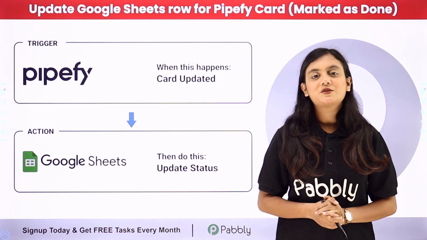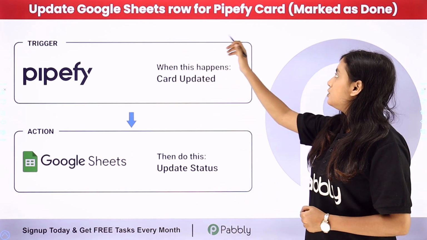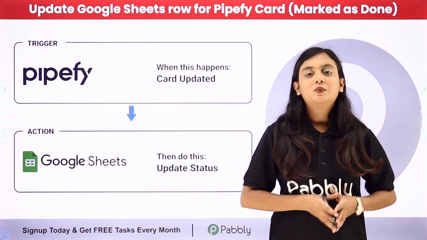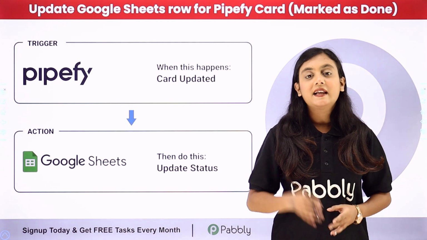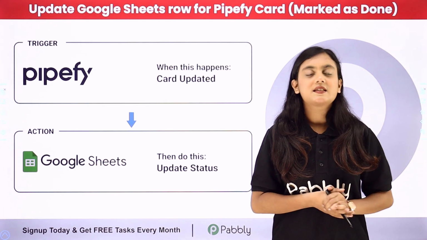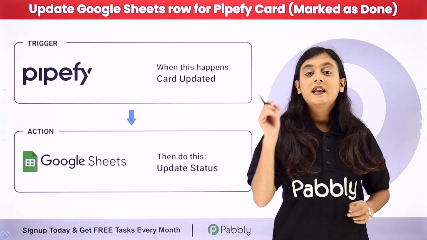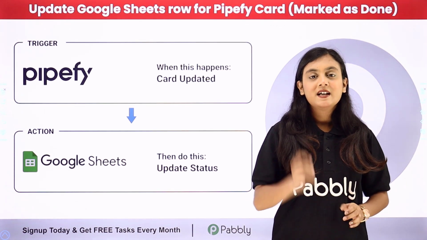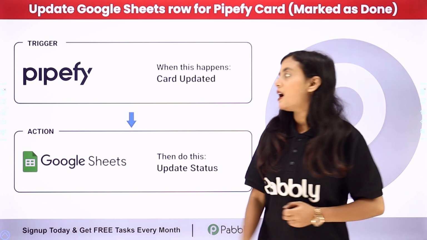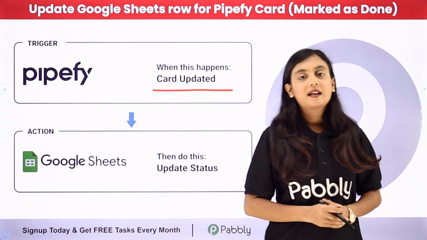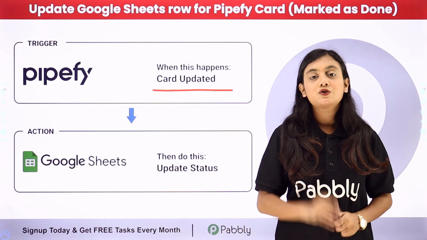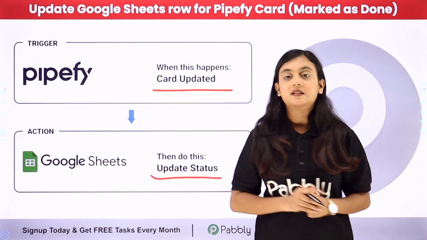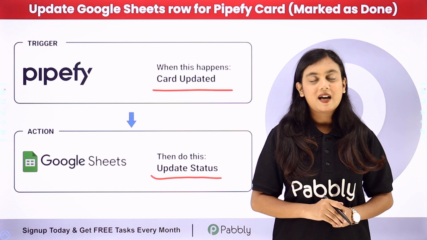In this video we're going to learn how to update Google Sheets row for Pipefy card marked as done. So I am an owner of an event planning company and I have created some event cards with the help of Pipefy, and I've also created a record of all those cards in my Google Sheets. So my objective is that whenever I'm going to update the status of the card as done in my Pipefy account, automatically the status of that same card should also be updated in my Google Sheets account as well.